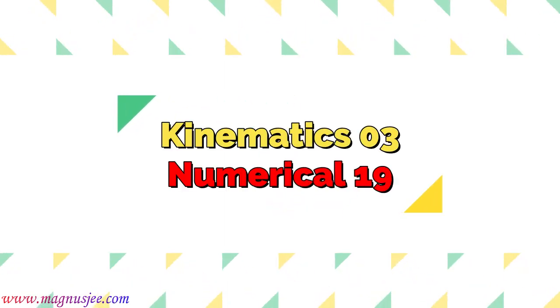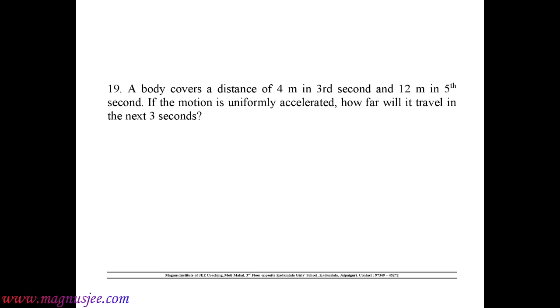Numerical number 19 under the chapter Kinematics 3. A body covers a distance of 4 meter in third second and 12 meter in fifth second. If the motion is uniformly accelerated, how far will it travel in the next 3 seconds?